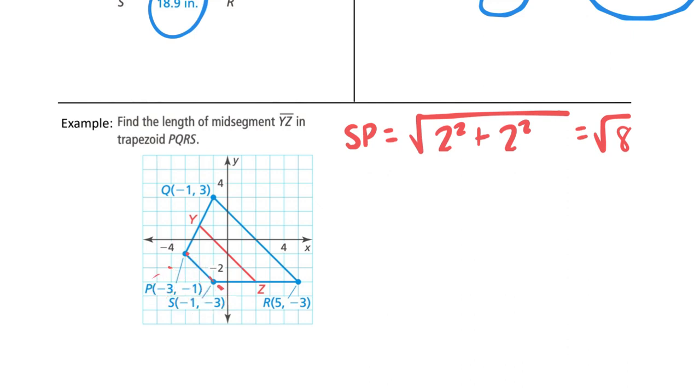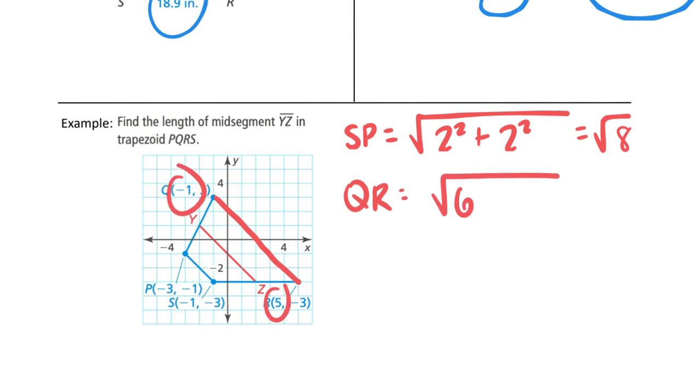Then you need the other distance. So you need this distance. So you need QR, which is going to be the square root. The difference in the x values is 6, plus the difference in the y values. 3 and -3, those are 6 apart. 6 squared plus 6 squared is 72.